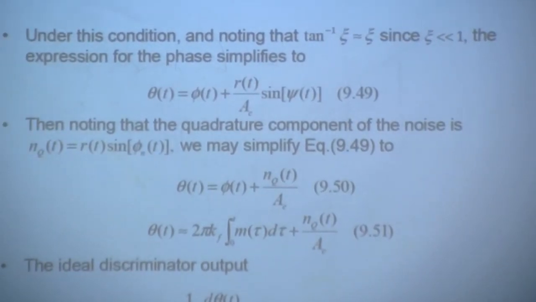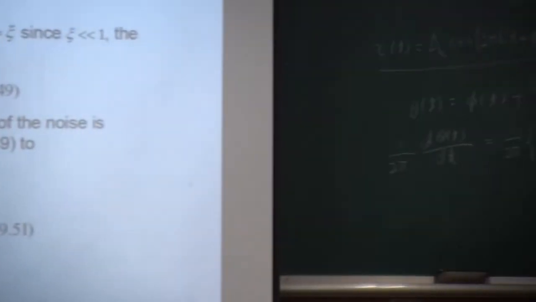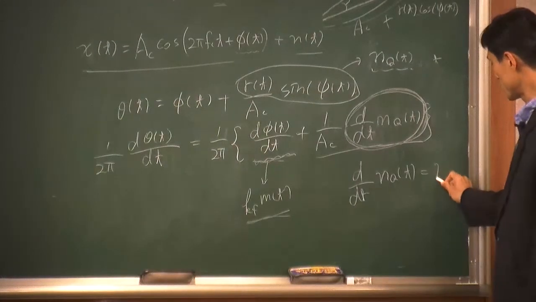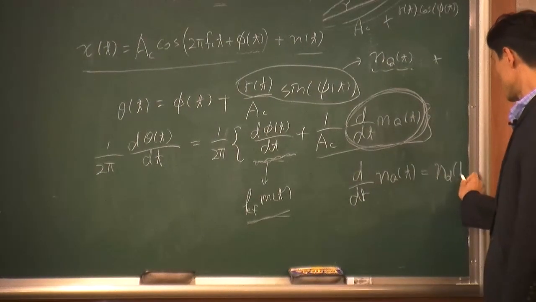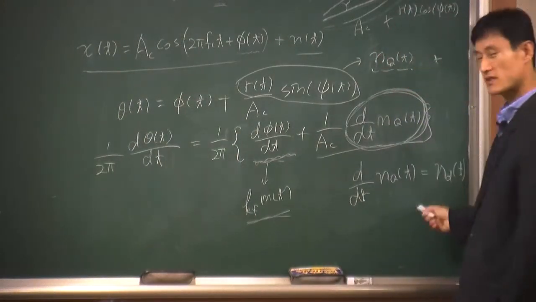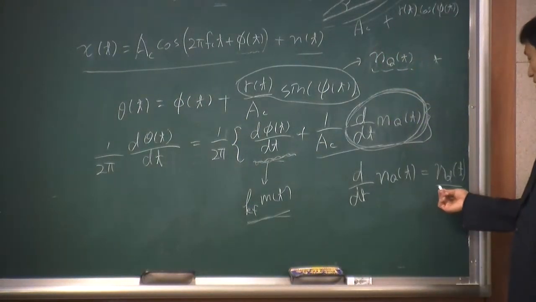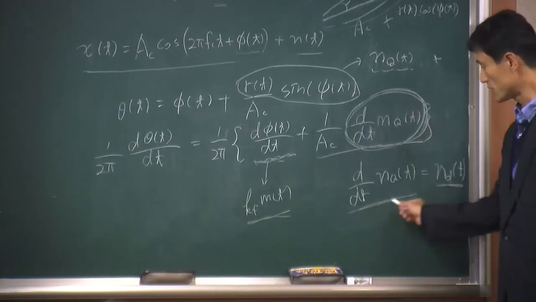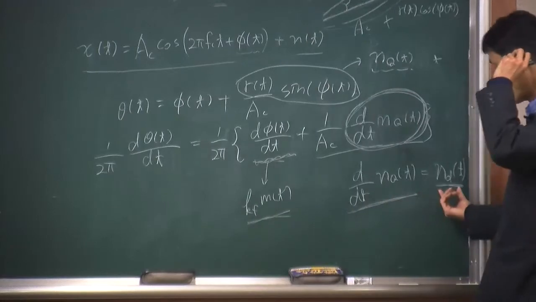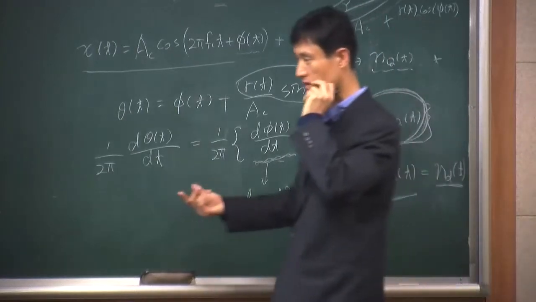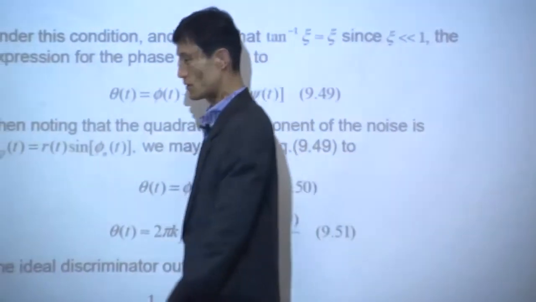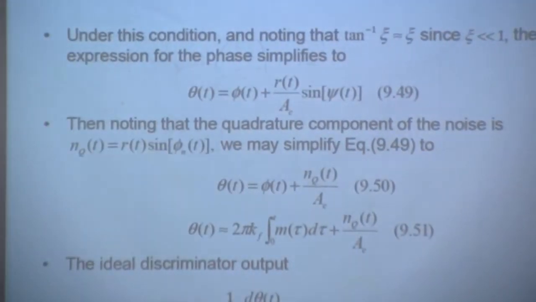Here, in the last equation, this d/dt n_Q(t) is replaced by n_d(t). So d means derivative: the noise derivative equals this. Eventually what we want to find out is n_d(t). That's what we want to see, so let's take a look at what n_d(t) looks like.